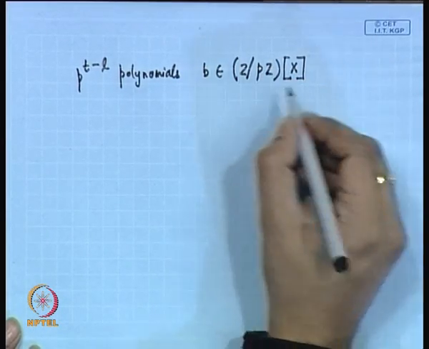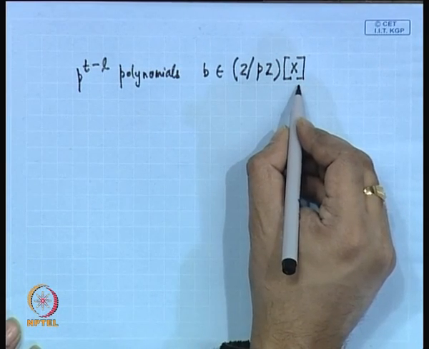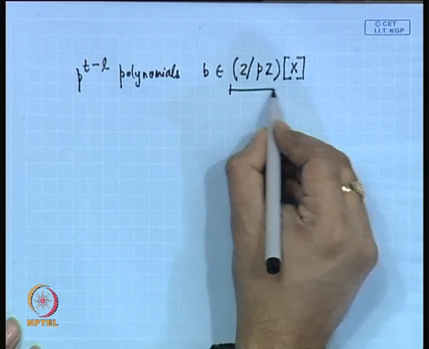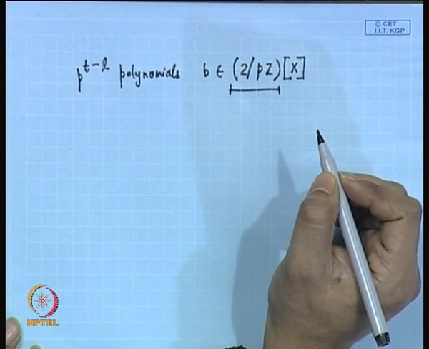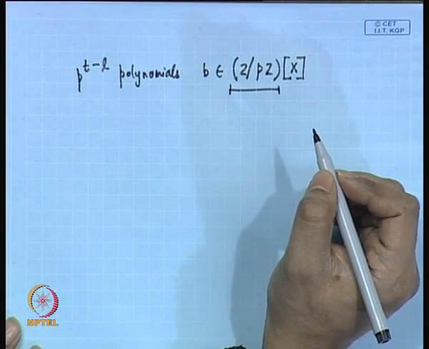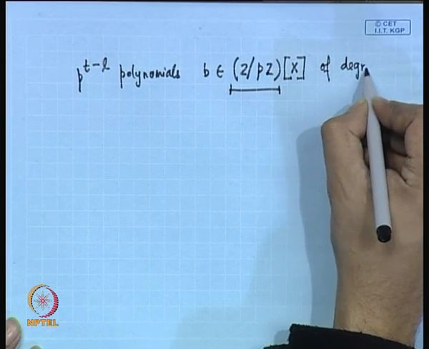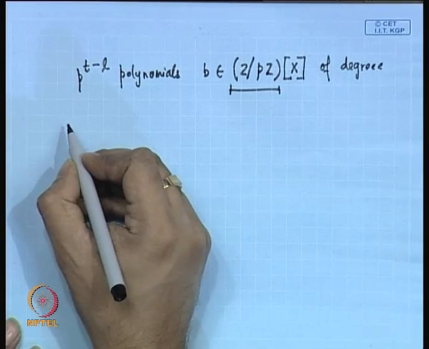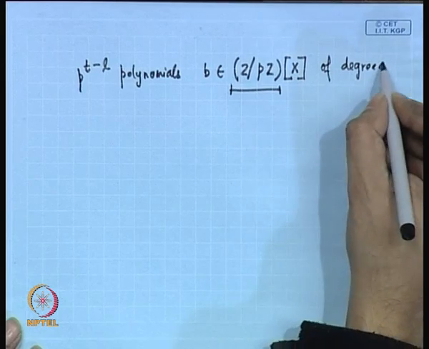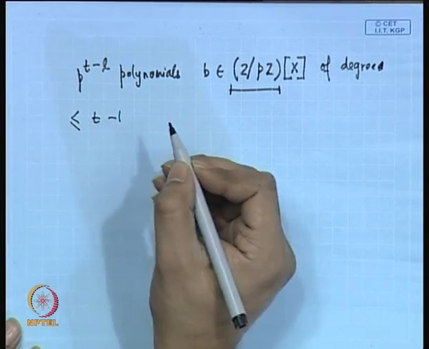Okay. So, which means that for the polynomials, the indeterminate is x and the coefficients of the polynomials belong to this set, that is, they are members from 0 to p minus 1. Okay. And the degree of these polynomials is less than or equal to t minus 1.